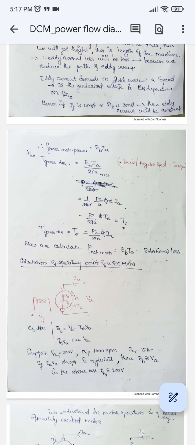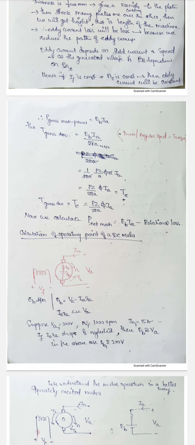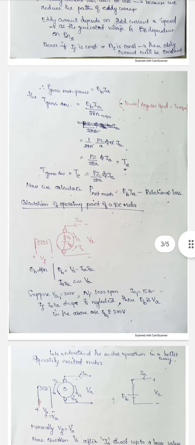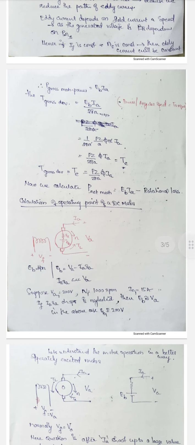Now if you watch this equation very closely, you understand this is the equation of what? Electromagnetic torque developed in the armature. So what do you understand from this? The gross developed torque is equal to the electromagnetic torque developed, which is P Z by 2 pi A into phi into IA.